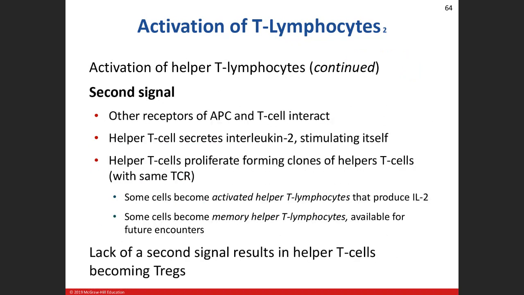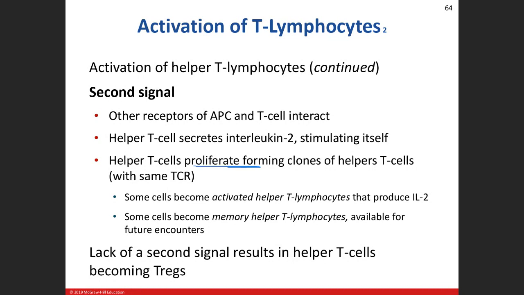So now there's a second signal that occurs. After this happens, the helper T cell decides, I'm going to stimulate myself. So I'm going to release interleukin 2 onto myself, and that will cause that T cell to make more T cells that are specific for that antigen. Remember, safety in numbers, it's always easier to get the job done if you have more helping hands. That's what happens here.